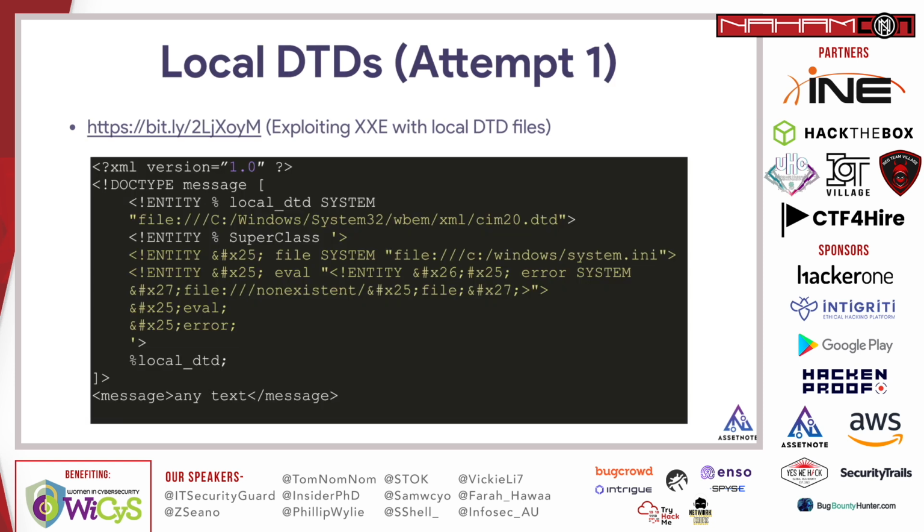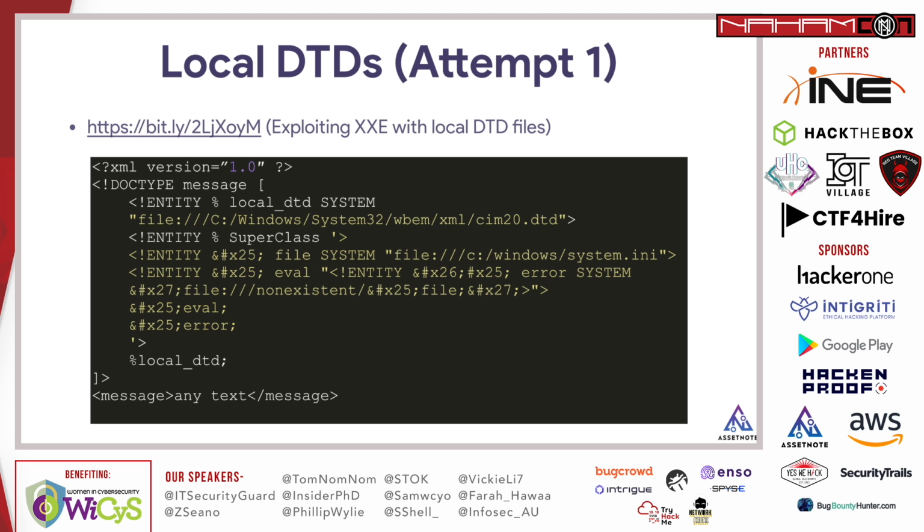Well, the typical research that you can find on the internet is around exploiting XXEs with local DTD files. And you can see an example here of that, where we are including a local DTD file that's always found on Windows systems, which is cim20.dtd in the system32 folders. And then we are declaring our entity file system Windows system.ini, and we're trying to leak that file out via an error message by requesting a non-existent file and appending the file we've retrieved to the end of it.